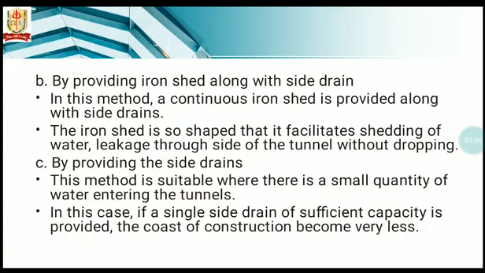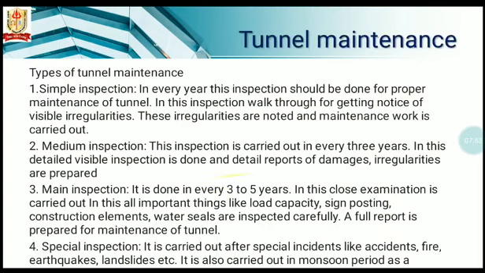Second method is by providing an iron shade along with the side drain. In this method, a continuous iron shade is provided along the side drain. The iron shade is so shaped that it facilitates the shedding of water leaking through the side of the tunnel without dropping. Third method is by providing side drains. This method is suitable where a small quantity of water enters the tunnel. In these cases, a single side drain of sufficient capacity is provided, and the cost of construction becomes very low.